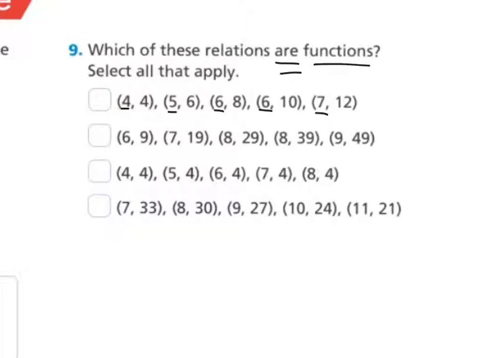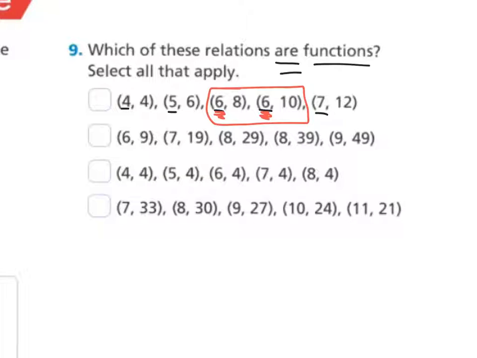So on the first one, we do have 2 repeated X values. We have 2 6s here. 1 6, the Y value is 8. 1 6, the Y value is 10. So that's the same X but 2 different Y's. So that is not a function, so we will not put a check by that one.